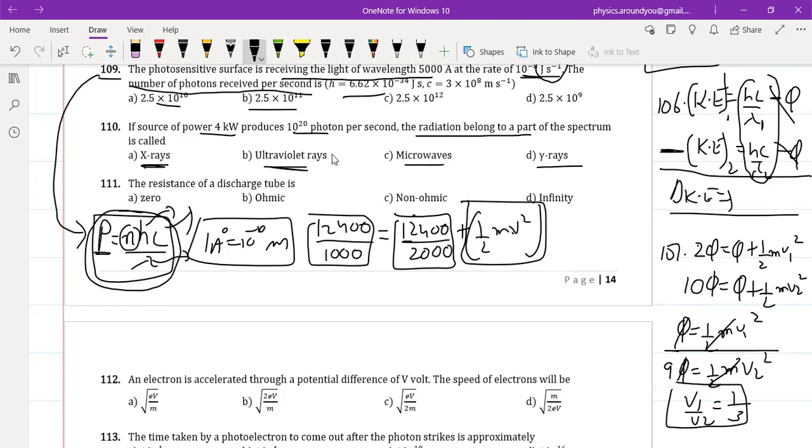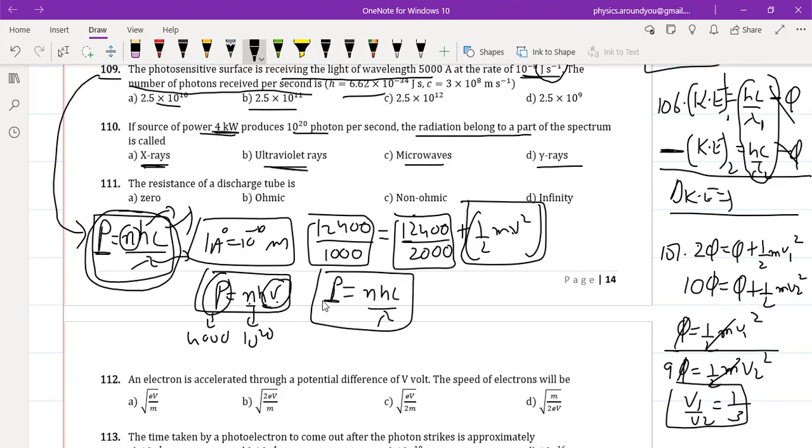So the first step is to find out the frequency or find out the wavelength. If you are comfortable with frequency, use P equal to N h nu. And for P, substitute 4 kilowatt or 4000 watt. And for N, you substitute 10 power 20, Planck's constant you know. Find out the frequency. Or if you're comfortable with wavelength, you can use P equal to NHC by lambda. You know the value of P is 4000 watts, N is 10 power 20, H value, C value, you know. Find the value of lambda.